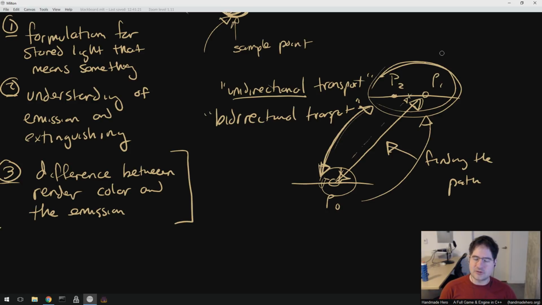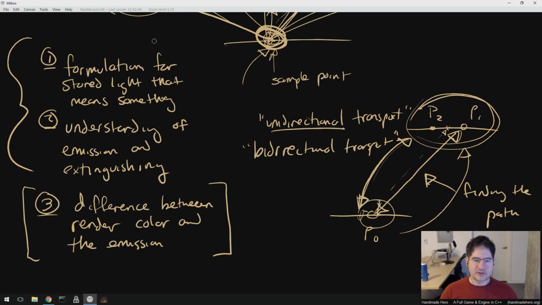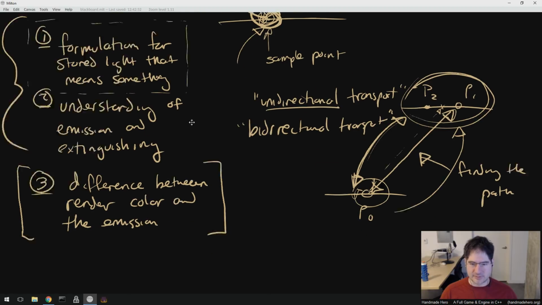So if we change to using bidirectional transport, I also think we would get more leverage out of the same number of path finds, twice as much information, which is great. So what I'd like to do is certainly explore that as a separate option, which is just to say we can start looking at this as a bidirectional problem. I think we'll get more efficacy there. Okay. So let's start talking about this. A formulation for stored light that means something.